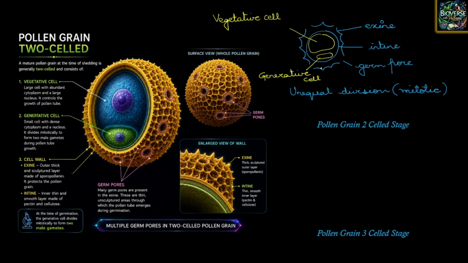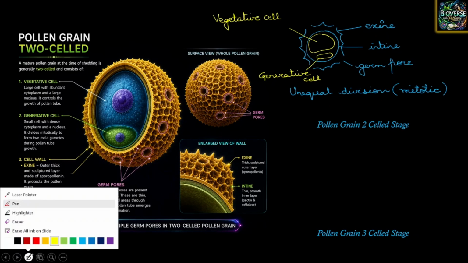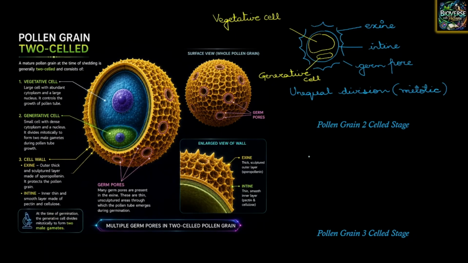Clear? Now, in case of the pollen grain of a 3-cell stage, what we are going to see is you are going to have the exine in the same manner. You will be having the intine. Then inside the intine layer, you are going to have the vegetative cell. But rather than having the generative cell, we are going to see the two male gametes. So that is the difference between the pollen grain of 2-cell stage and 3-cell stage.